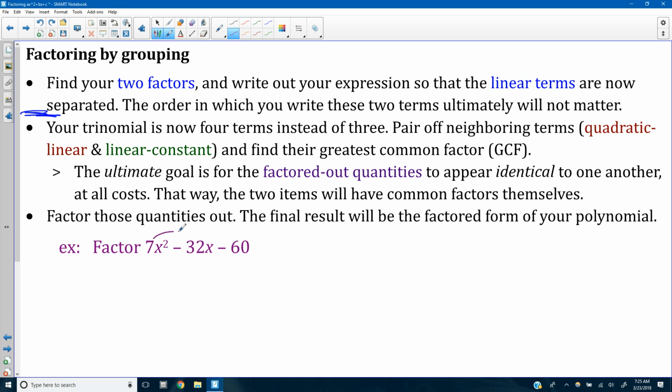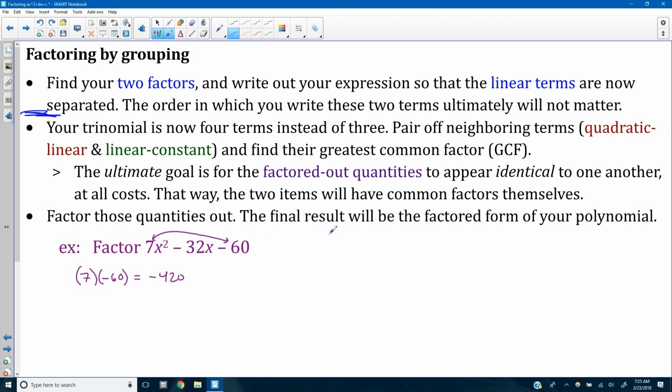So I have to take the 7 and multiply by negative 60 to get my a times c value. 7 times negative 60 is negative 420. This negative 420 is the same thing that the two numbers that add to negative 32 multiply to become. So I'm asking the question, what two numbers multiply to become negative 420 and add to become negative 32?